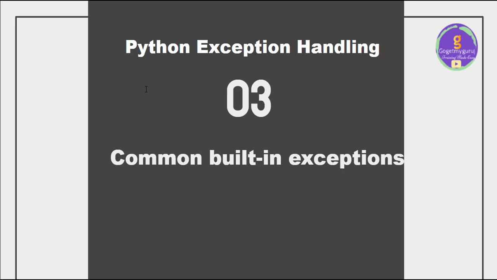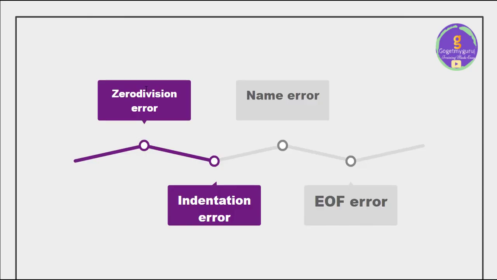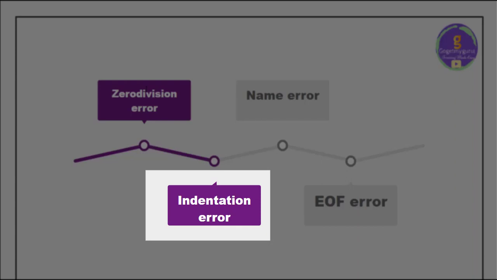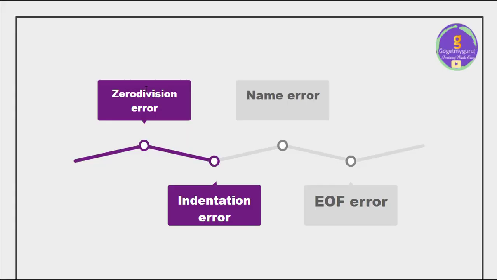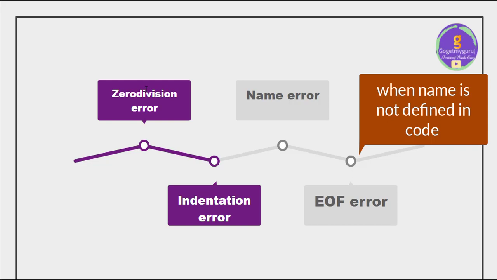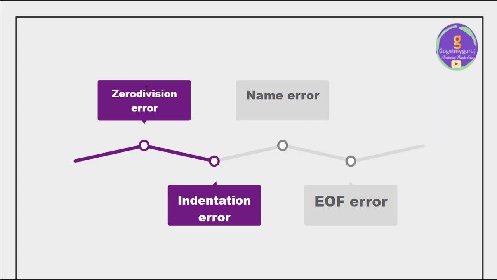So there are some of the common built-in exceptions like zero division error, which we have seen in our example, and indentation error. Whenever you do not follow indentation, you will get an indentation error. And name error, that means if you do not define a name and try to use that name or a variable in your program, you will get a name error. And end of file error. So these are some of the common built-in exceptions available in Python. There are also many other built-in exceptions available in Python.